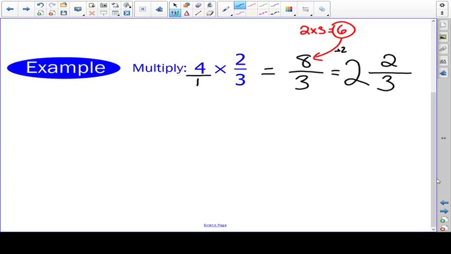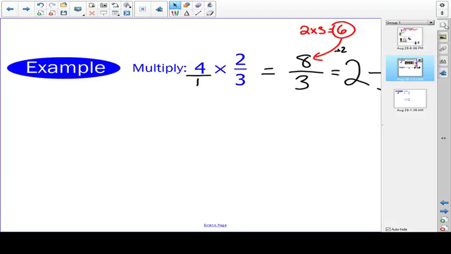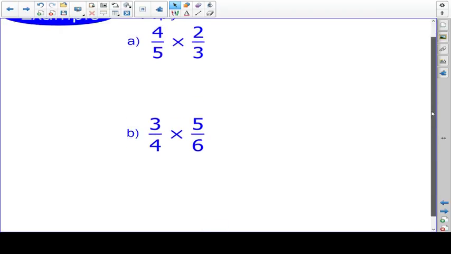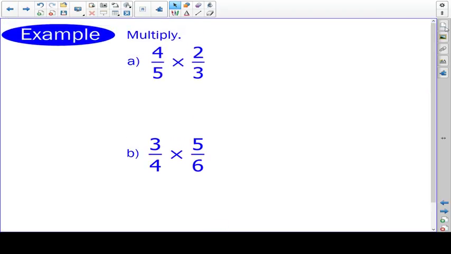Now, the multiplying part's really easy, right? We get 8/3 really easily. The tough part is the simplifying, and that's the part that some of you may need to take some extra practice with. All right, now we have a couple more examples, and then it's homework time. So 2 more examples, and then we're all done.